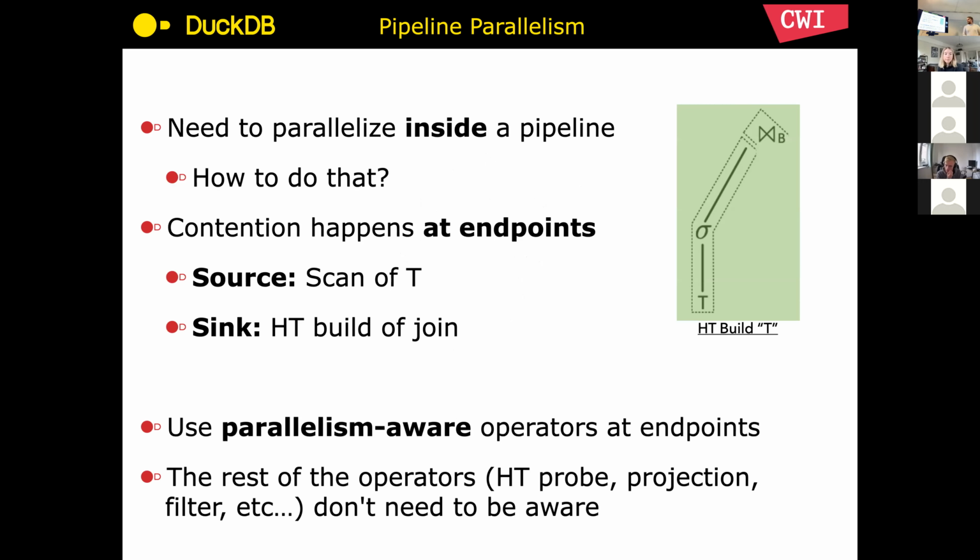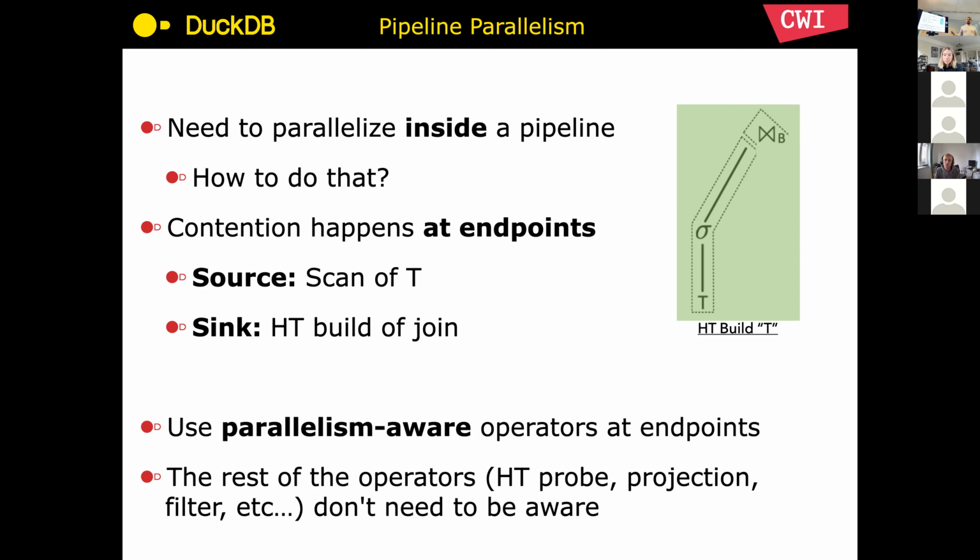Well, in a pipeline, the contention happens only at the endpoints. In the middle, you have a bunch of nodes, like a hash probe, a filter, a projection. Generally, these can be executed as is. They don't need to be parallelism aware at all, because they just take some input and modify that input. They don't have an effect on a global state.